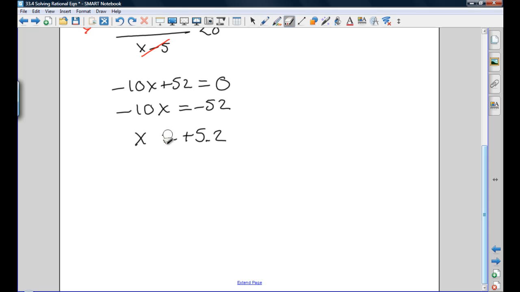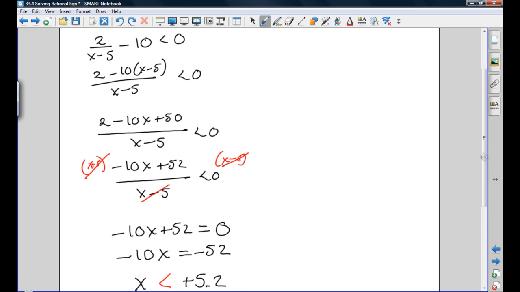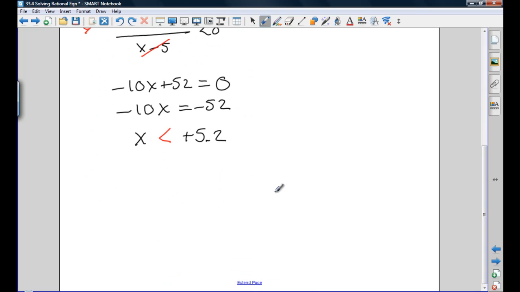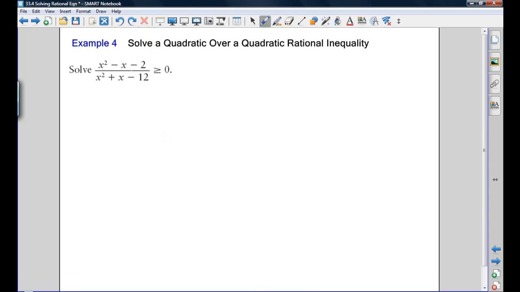So this is where that sort of pseudo technique comes in. And so this is in fact x has to be less than 5.2 in order for this inequality to be correct. The nice thing about inequalities is you can take 5.2, plug it back into the original equation, and actually test it and see if it is less than 10. If it's equal to 10, we're in trouble. If it's less than 10, then we're okay. So this whole concept of moving everything to one side and solving for 0 is a good strategy.